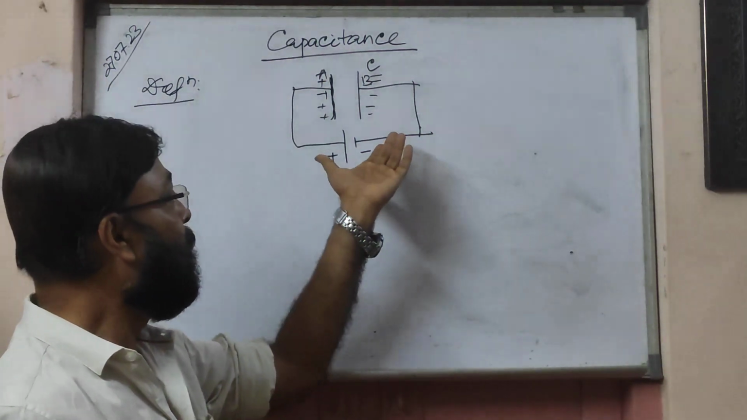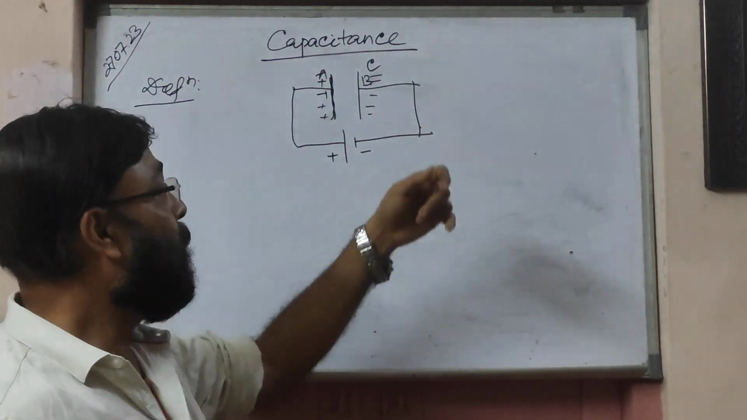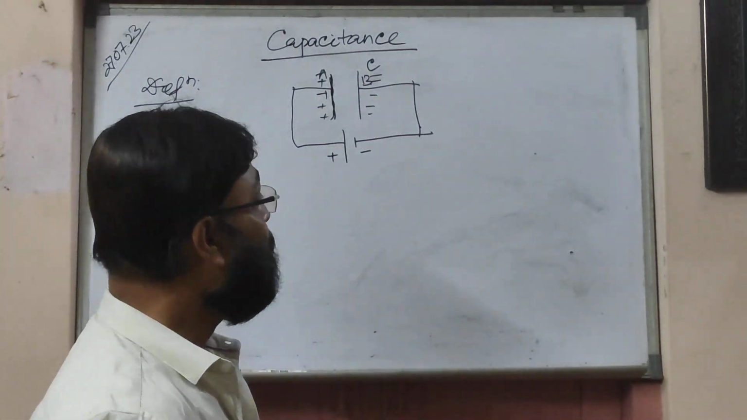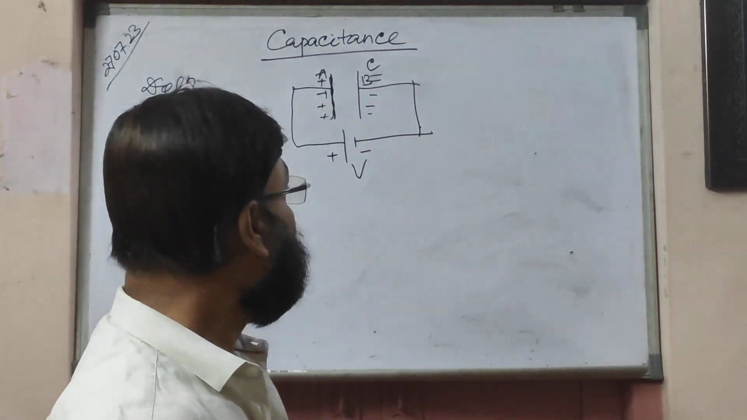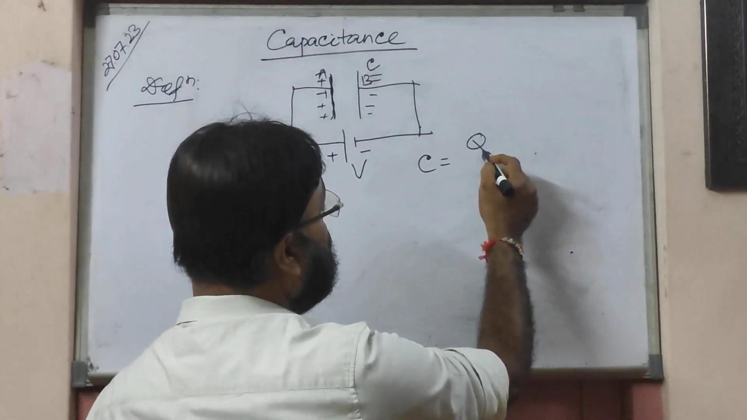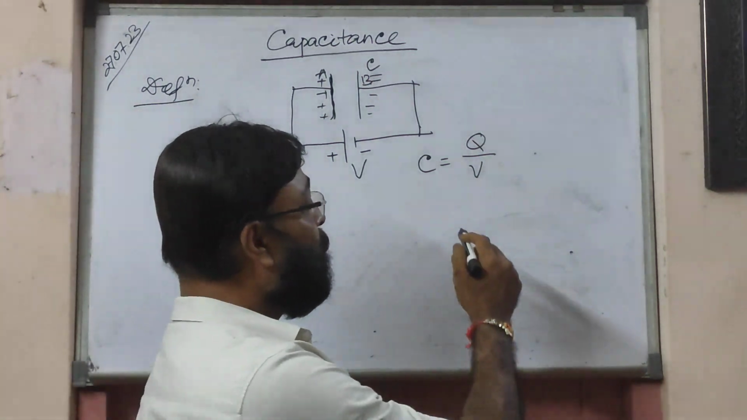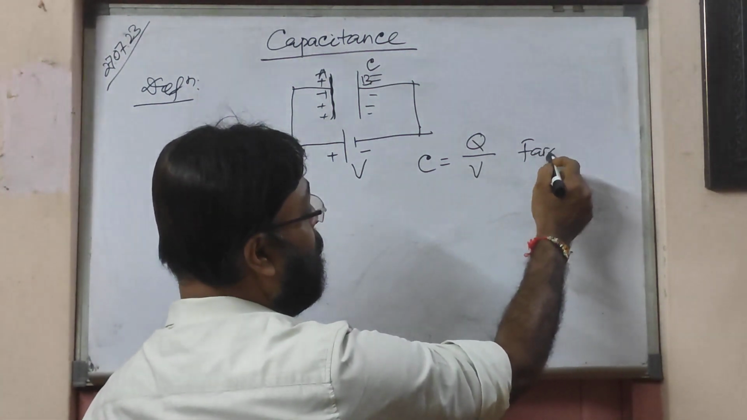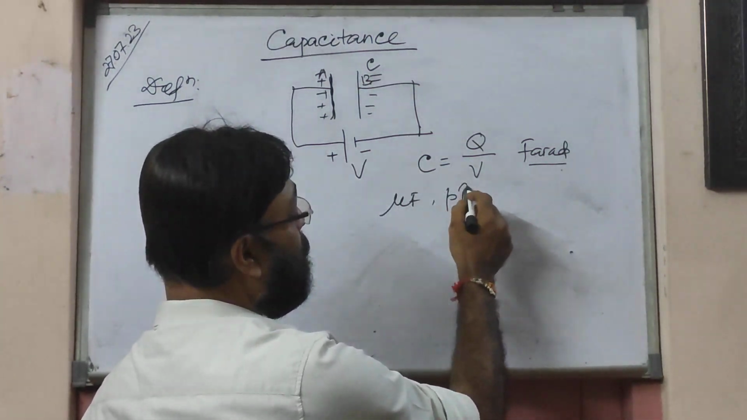Now take the case of a parallel plate capacitor. There are two parallel plates A and B separated by a dielectric. Suppose the dielectric is air. Now suppose the supply is V. Capacitance is defined as C is equal to Q by V, that means the charge per unit voltage. Usually the unit is farad, and it is usually expressed in microfarad or picofarad.